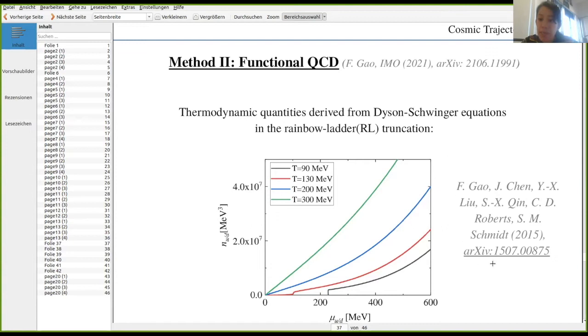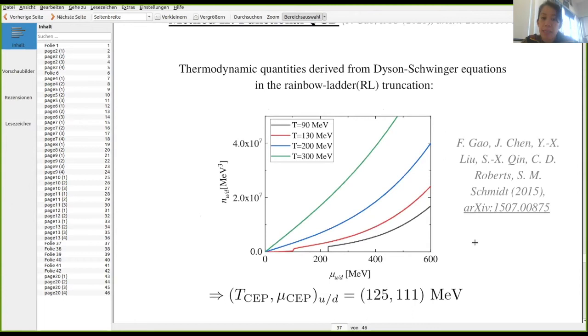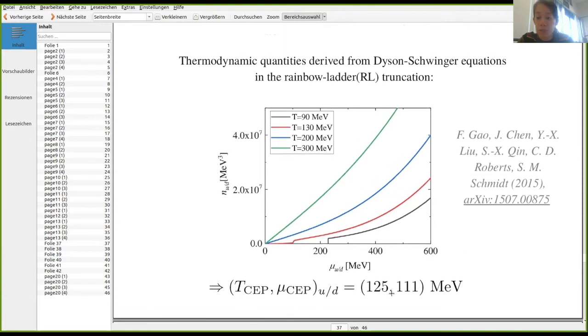And Fei and his colleagues, in this 2015 work, used something they call the rainbow ladder truncation. Within this truncation scheme, they calculated, as you can see here, the number density of the U and the D quark as a function of the chemical potential. The different lines are for decreasing temperature values. And what you can see is that somewhere between the red and the black line, you suddenly see the appearance of a step-like feature. This discontinuity has been interpreted as the appearance of a critical endpoint and identified at this value here.